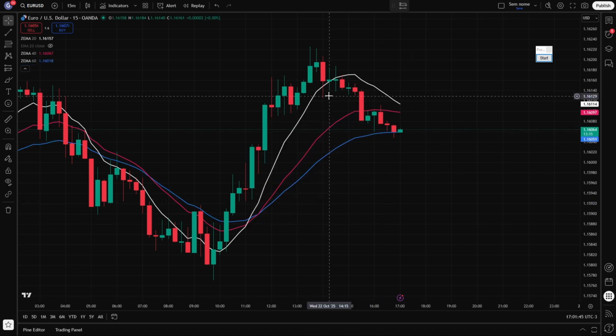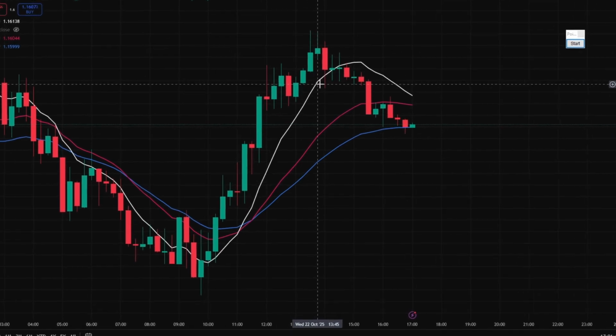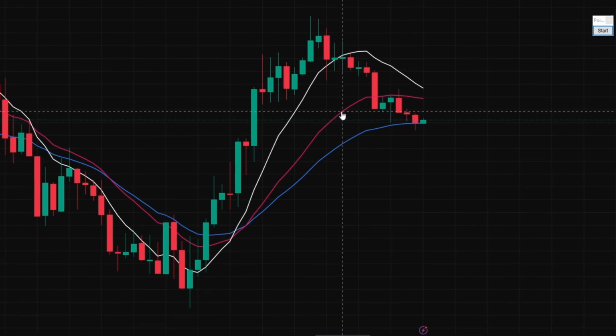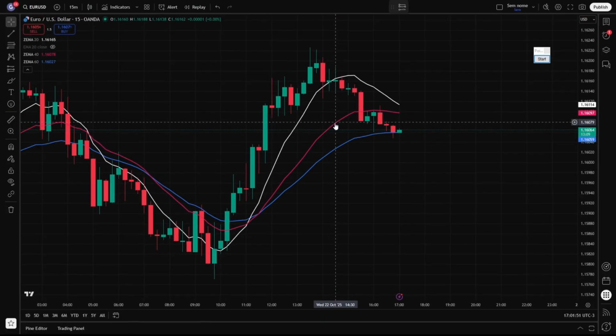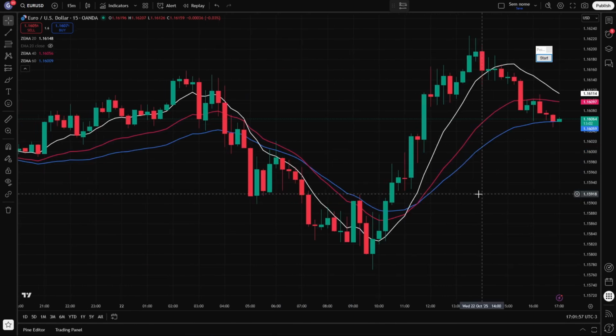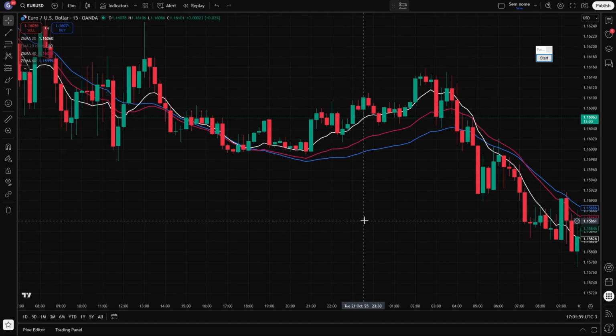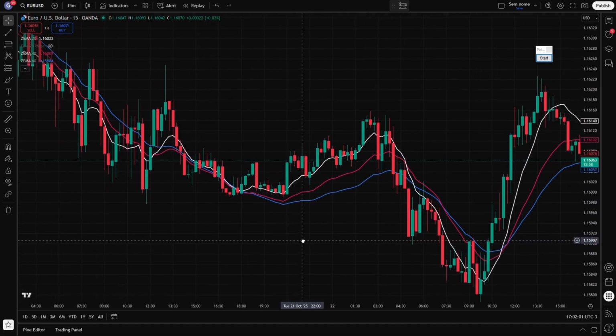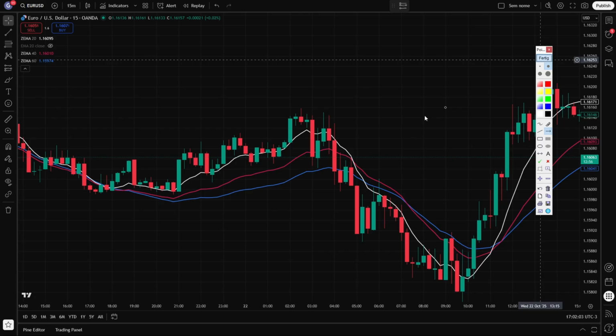Thus, our white average acts as the 20-period zero lag exponential, our red average serves as the 40-period zero lag exponential, and the blue one functions as the 60-period, together clearly showing us the short-term market trends. When all 3 moving averages are perfectly aligned, the white line at the top, the red line in the middle, and the blue line at the bottom, this configuration indicates a short-term uptrend.